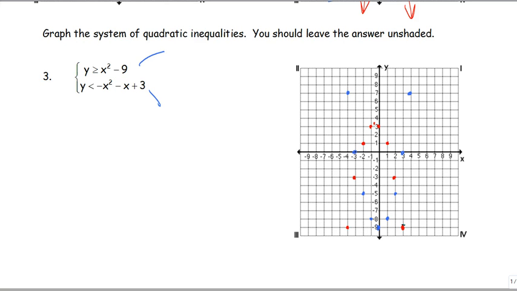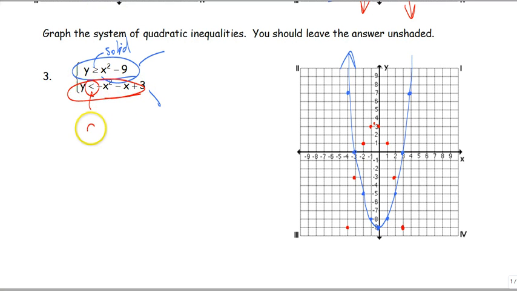Okay, so these are my 2 quadratics. The blue one, which is this one that I did, has an equal sign, so this should be a solid line. So I'm going to graph that now with a solid line. And that's what that one should have looked like. The red one, though, is not a solid line, it's a dashed line. Now that's supposed to look like a dash.